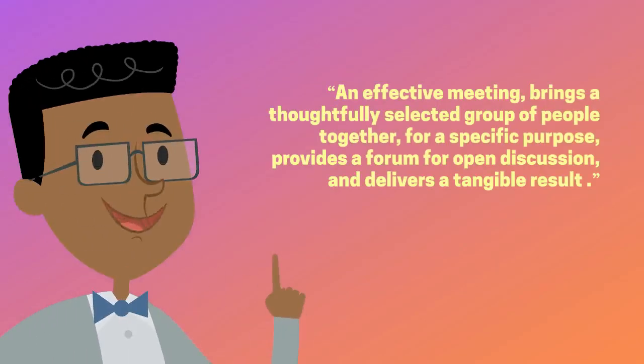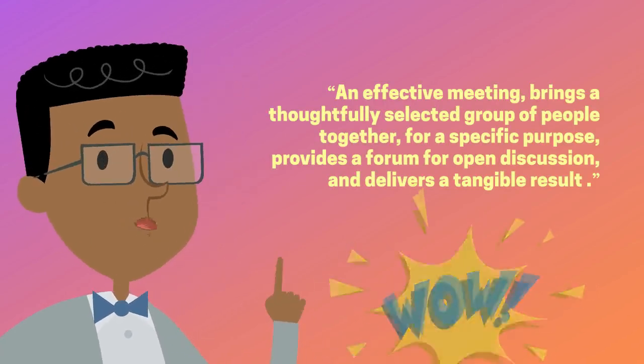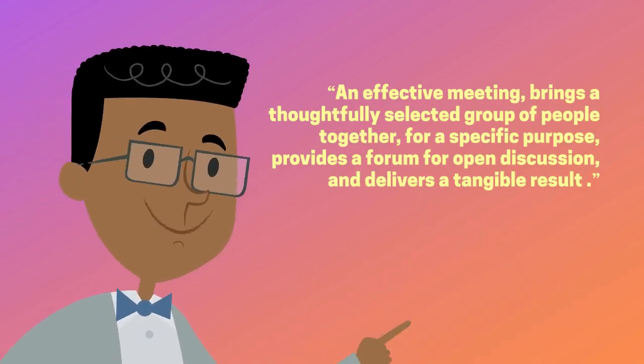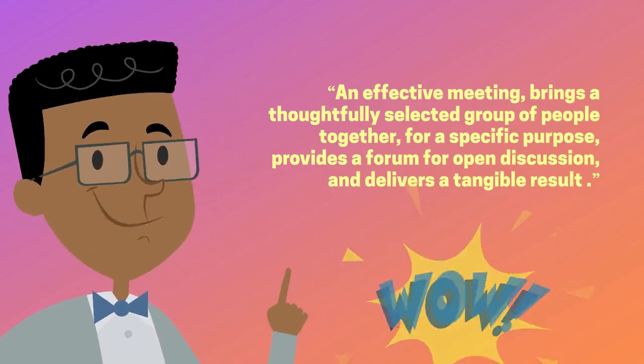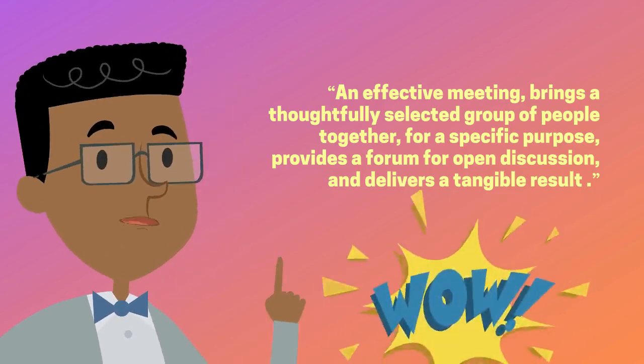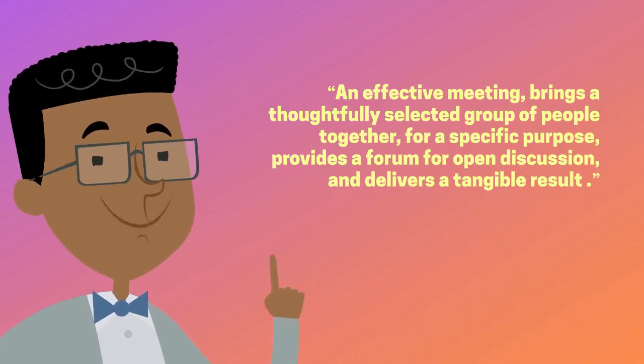Schein's task process in groups taught us that an effective meeting brings a thoughtfully selected group of people together for a specific purpose, provides a forum for open discussion, and delivers a tangible result. Meetings shouldn't be where productivity goes to die. If you're doing meetings right, they are where real work gets done.